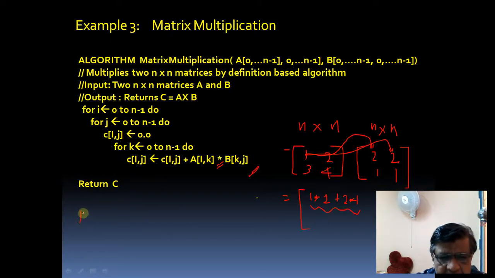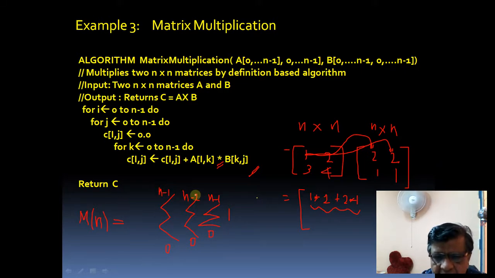So here multiplication is the basic step, therefore the number of multiplications as a function of the order of matrices equals sigma, the innermost for loop, which runs from k equal to 0 to n minus 1, and here comes 1 multiplication. Once again this is repeated from 0 to n minus 1, and these two repetitions are repeated yet again, 0 to n minus 1, n minus 1, n minus 1.